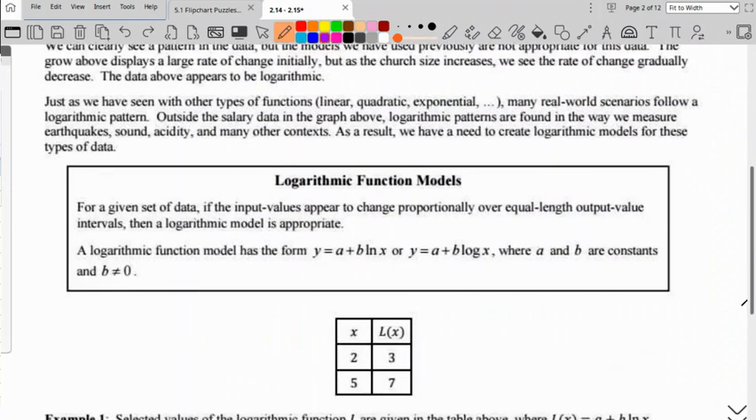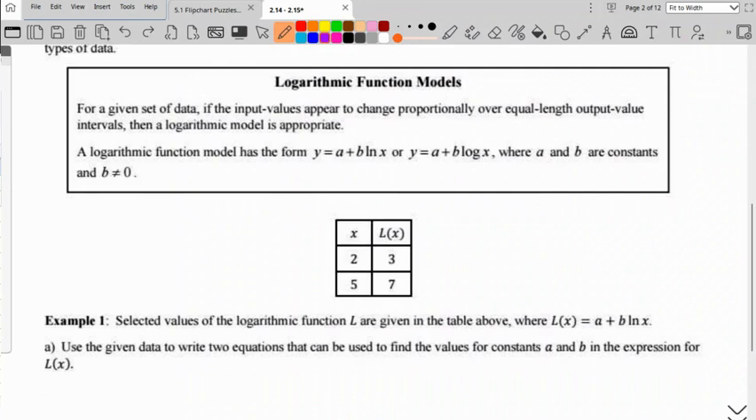Okay, so logarithmic function models. We're doing modeling today, and then we're going to talk about semi-log plots some more as well. Okay, so for a given set of data, the input values appear to change proportionally. What's another way to say that they're changing proportionally? They're changing multiplicatively. We want to be really good with that vocabulary. Multiplicatively.